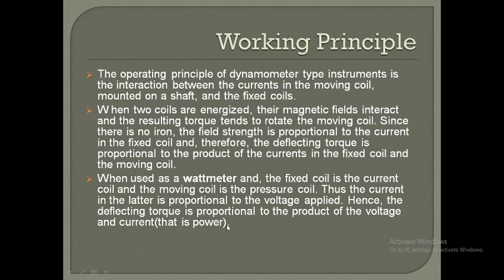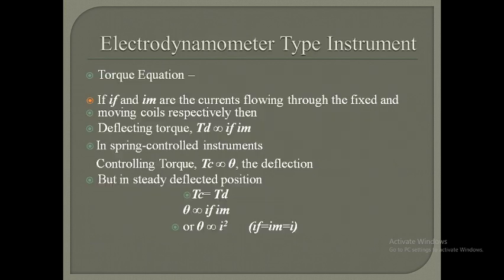Okay, firstly it's important to understand the working principle and the construction of the electrodynamometer type instrument. Now here you can see the torque equation. If If and Im are the current flowing through the fixed and moving coil respectively, the deflecting torque Td is directly proportional to If and Im. In a spring controlled instrument, the controlling torque Tc is directly proportional to theta, and we know that in the steady state deflected position, Tc is equal to Td, so theta is directly proportional to If and Im.